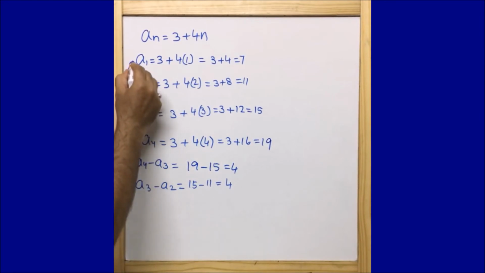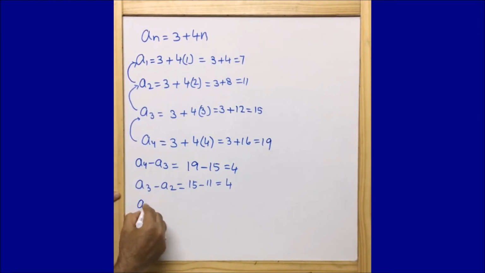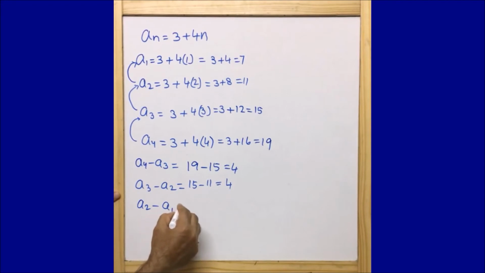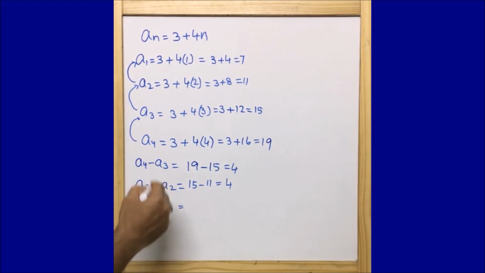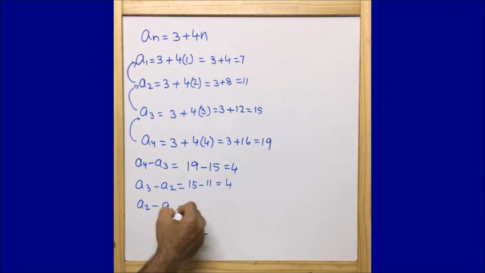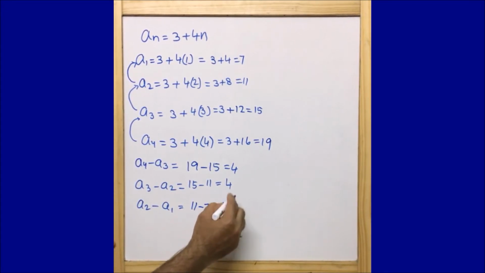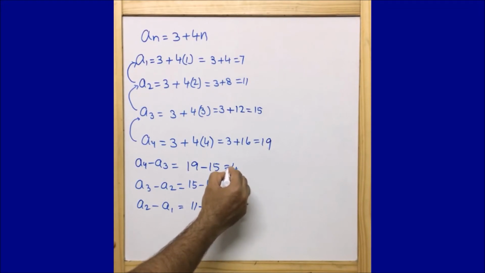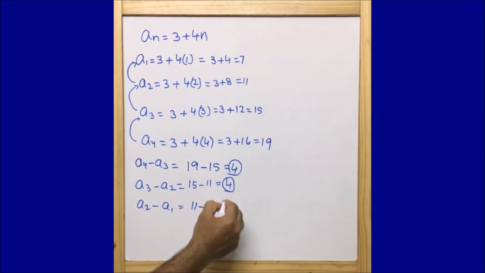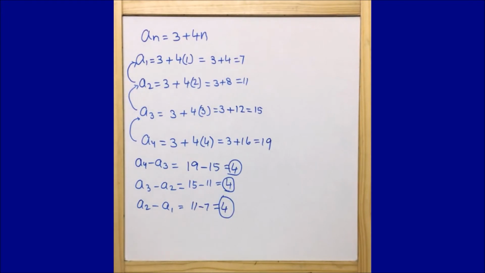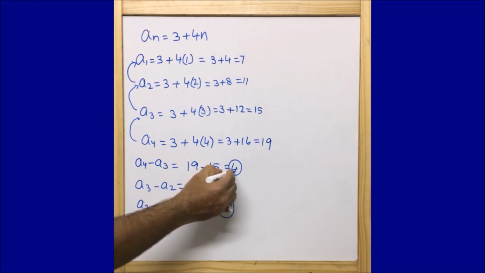Similarly, I'm going to find out a2 minus a1. I'm going to check for each and every place to see whether we are getting a common difference or not. Now a2 minus a1 is nothing but 11 minus 7, that is equal to 4. So guys, we could see that the differences are 4 and these are consistent. Therefore we can easily say that the values a1, a2 up to an form an arithmetic progression because we are getting a common difference of 4.